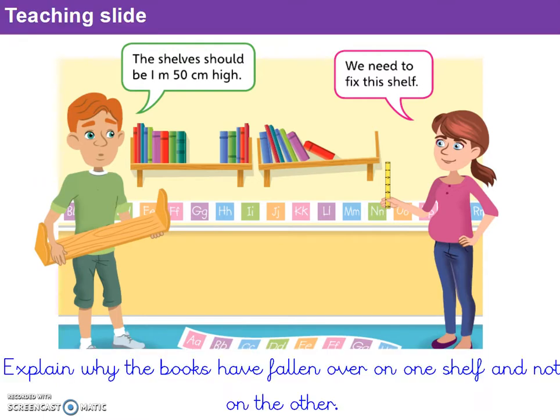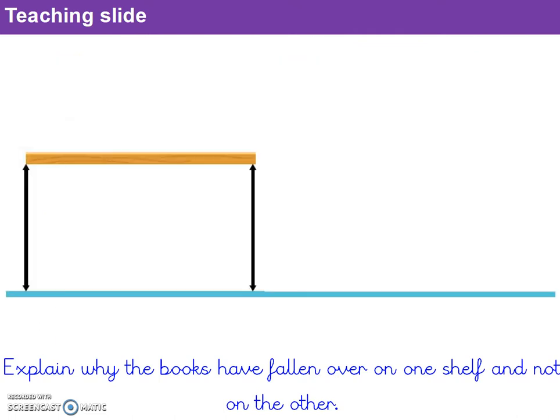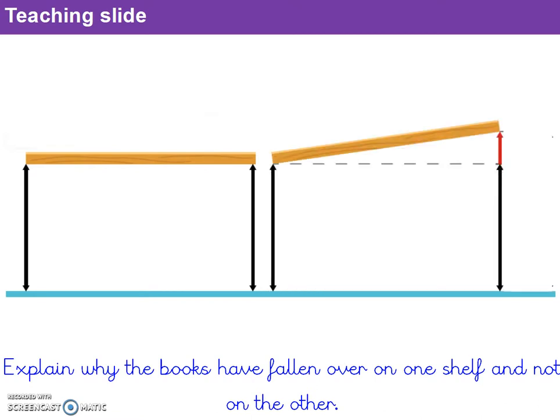So for question 1a, we're asked to explain why the books have fallen over on one shelf and not the other. If we look at the first set of shelves, the one where the books aren't falling over, you can see that both ends of that shelf are the same height. What this means is that shelf is horizontal. It's the same height all the way along. However, when we look at the other shelf, we can see it's not horizontal. One end is higher than the other, or one end is lower than the other.